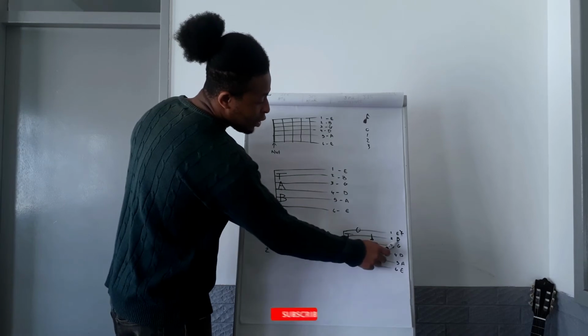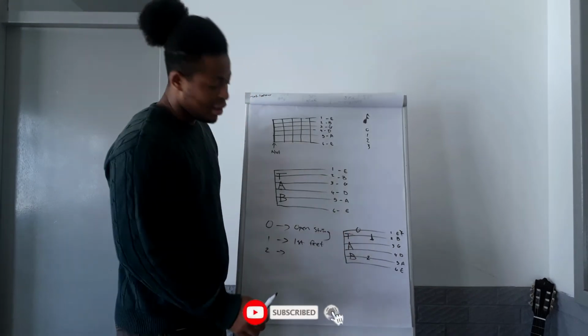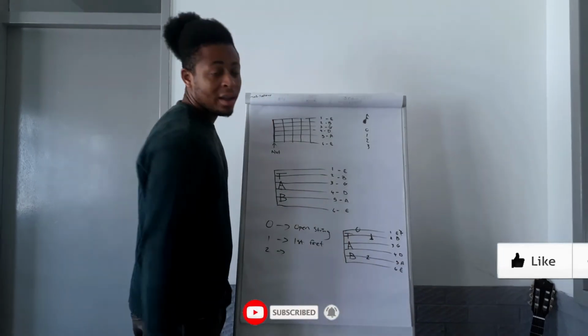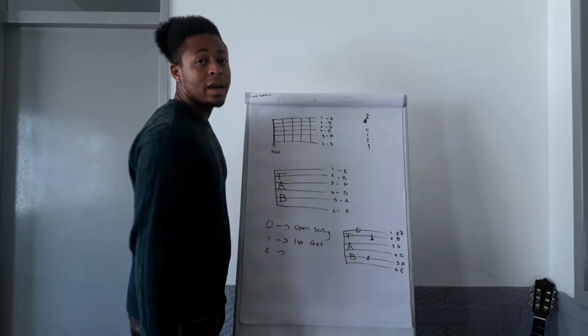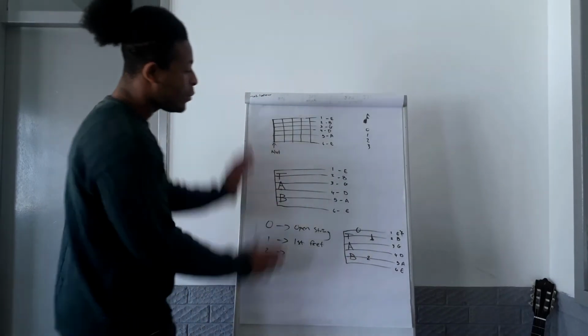So on your B string, you play fret number 1. For example, on your A string, there's a 2. It means you play the note on your second fret. So this is how you read your tablature.